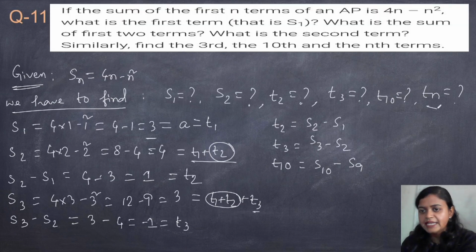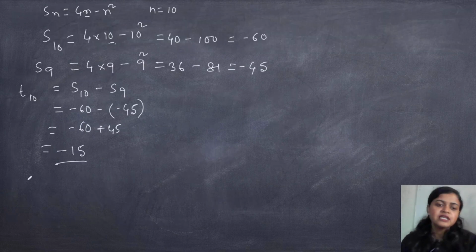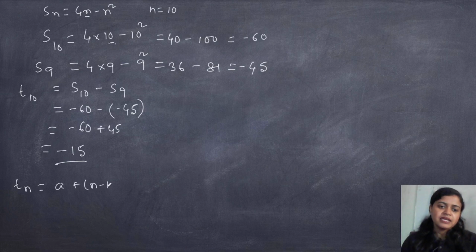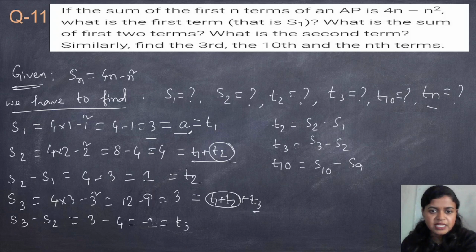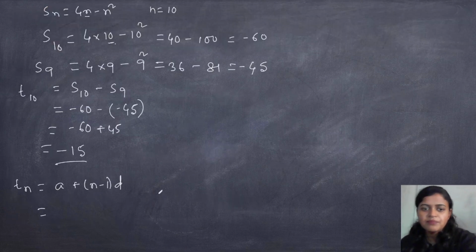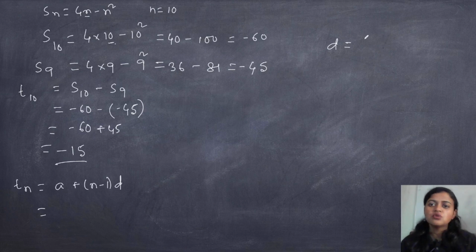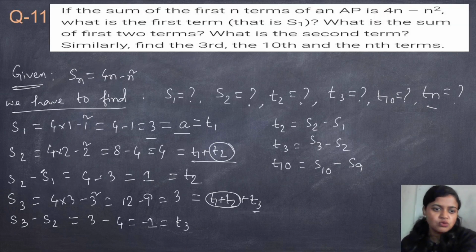Next we have to find Tn. Okay, so to find Tn, what do we need here? Tn you can write as a plus n minus 1 into d. Here a is given in the previous slide. A is the value of S1, 3, but d is not given. How can you find d? We know d is the second term minus the first term, so you can write T2 minus T1. We found T2. The value of T2 is 1, and the value of T1 is 3.